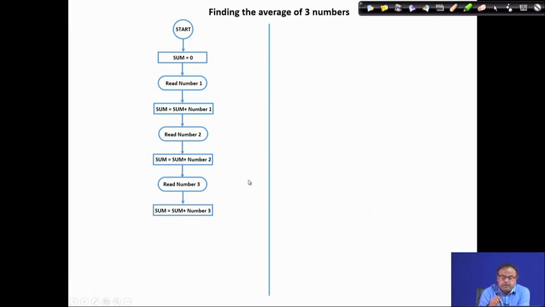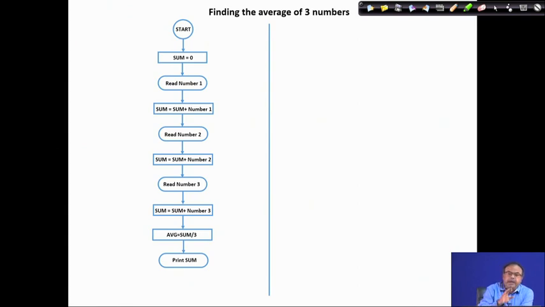Next, I have to compute the average. So, what I do? I find the AVG, by AVG I am depicting the average. Average is sum divided by 3. So, it was 13 plus 3, 16 divided by 3. So, it will be 5 point something. So, that result whatever I get, that I will be printing. So, that is a flow chart. These are the steps that I have to do.